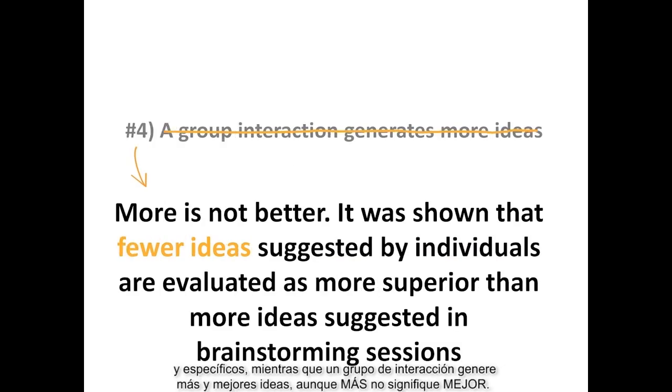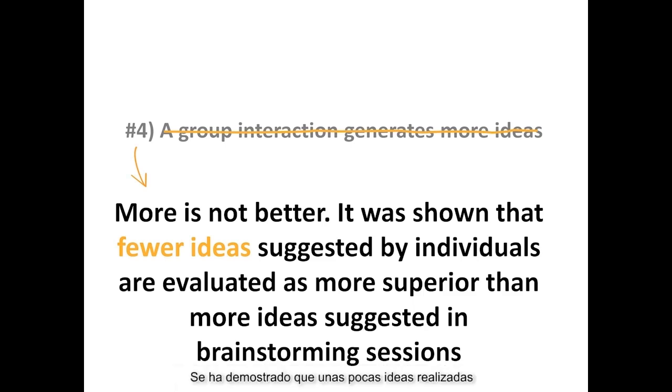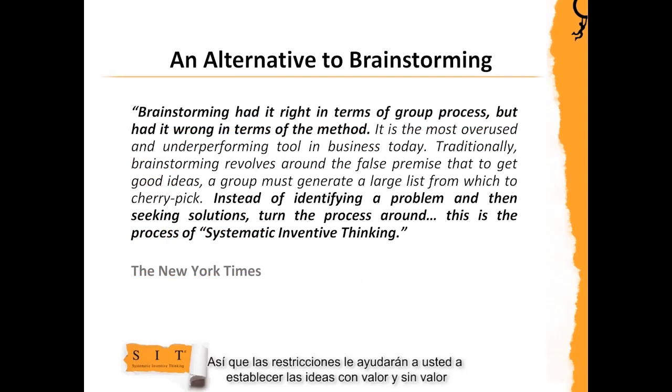While group interactions are considered to generate more and better ideas, more is not better. It was shown that the fewer ideas suggested by individuals are evaluated as superior to more ideas suggested in brainstorming sessions. Companies sometimes refer to this as garbage in, garbage out. A lot of times, when you see hundreds of ideas presented as a result of brainstorming sessions, a lot of them are silly, and this diminishes the value of the ideas that are actually valuable. So constraints help you sift between the useful and the useless ideas.